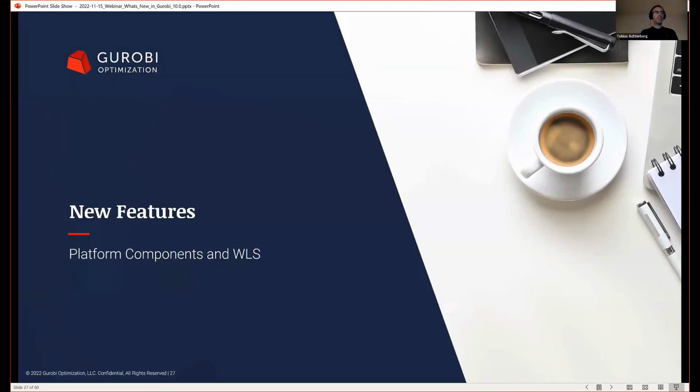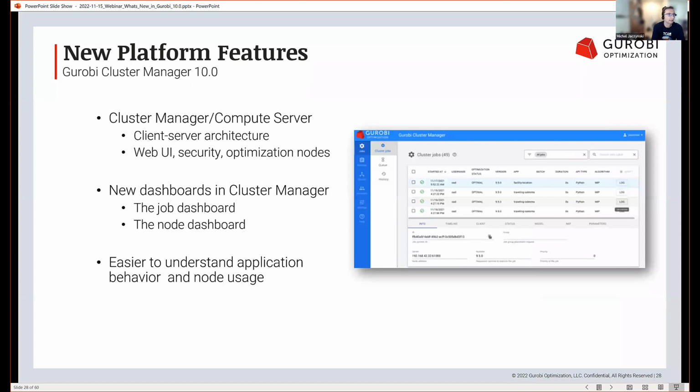And with that, I give the floor to Michel, who is now explaining nice new features of our platform components and the web license service. So Michel, please. Yes, thank you, Toby.